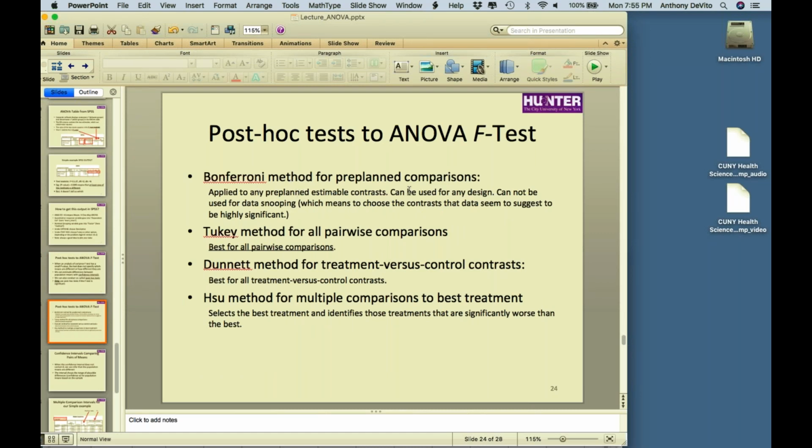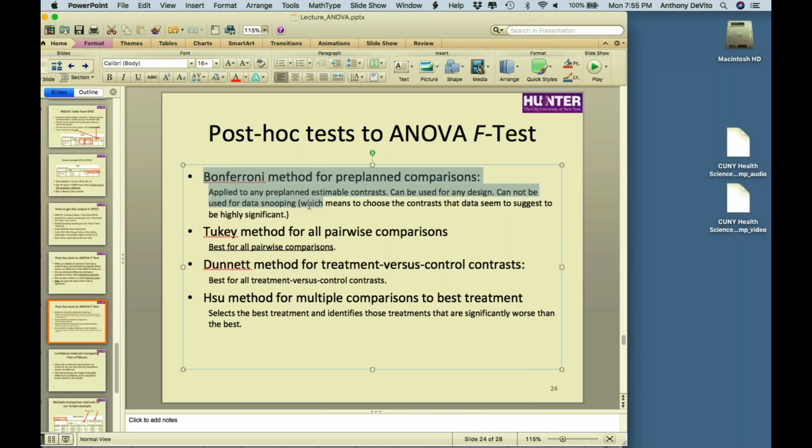Let's read this. Bonferroni method for pre-planned comparisons. Applied to any pre-planned estimable contrast, can be used for any design, cannot be used for data snooping, which means choose the contrast. In other words, don't run your post hoc test before you actually run your analysis of variance. So Bonferroni is kind of an all-purpose test.